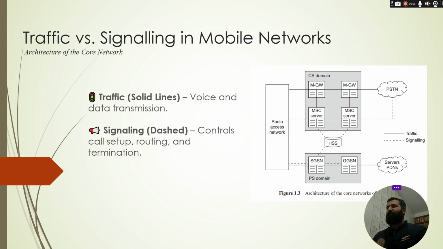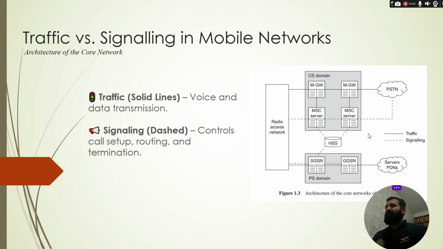This was the high-level overview of the core network. Now there are some conventions that we are going to talk about, which are traffic and signaling. Traffic is represented by solid lines and signaling is represented by dashed lines. The actual voice and data being transmitted is called traffic. Control messages that set up and manage communication sessions are called signaling.